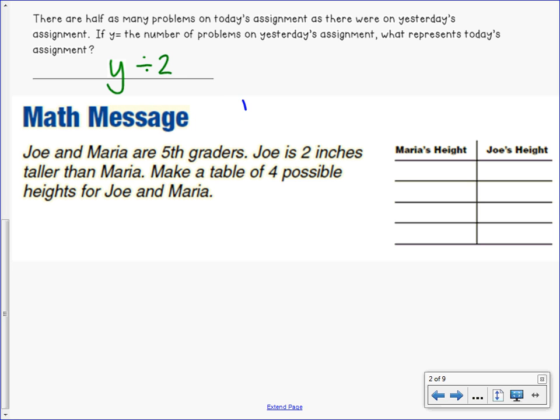Okay, so J is Joe's height. So Maria is always 2 inches shorter than Joe. So if you take whatever Joe's height is and you take 2 away, you're always going to have Maria's height. Sorry, I was flipping it around from what the instructions said.